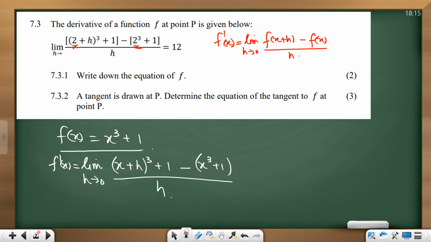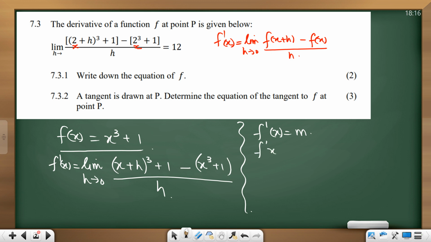Beautiful question here. I love it. A tangent is drawn at P. What do we now know? What is point P? x equals 2. Determine the equation. Guys, please, don't forget: once you see a tangent, please take note. f prime of x must be equal to what? m. And the f prime is already equal to what? 12. And what's your x value? 2.